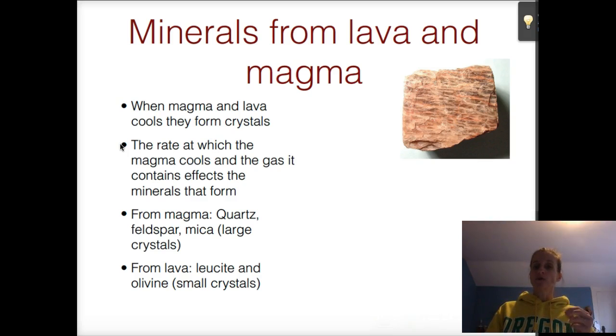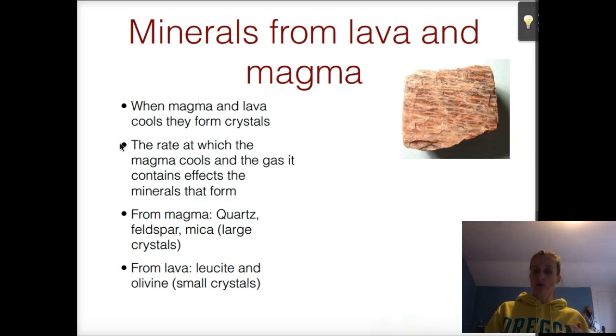Magma cools more slowly because it's cooling deeper in the Earth's crust, and it tends to cool when it moves away from its original source, and that takes time. So when we're looking at magma, we're looking at crystals that we call coarse grained. A rock that has hardened from magma is a coarse grained rock because its crystals are larger and easier to see. They have time to form because the magma cools more slowly, as opposed to lava.